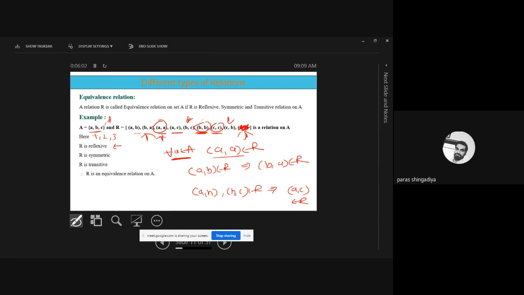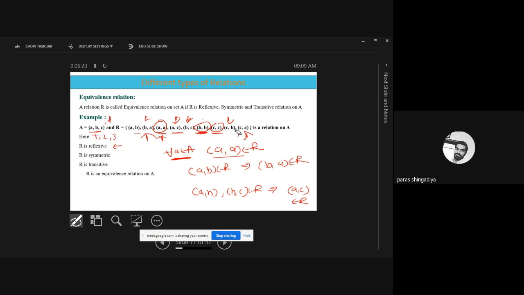BC and CA, which pair is that? C comma B means BC and CC, then C comma B should exist. And here it is A comma C. A comma C will be created from BA and AC. Okay, so if C comma A exists, then it is valid. Otherwise, it is not valid. Okay. So that is a symmetric relation.